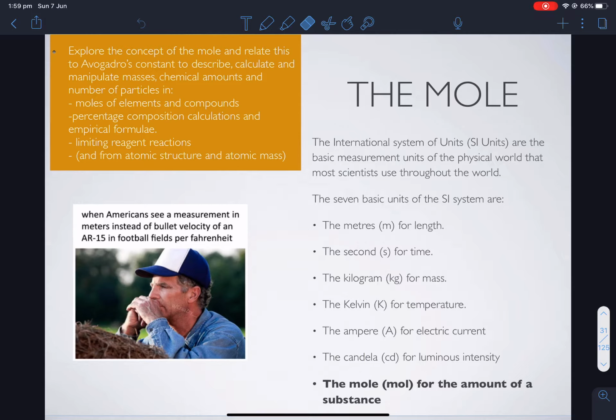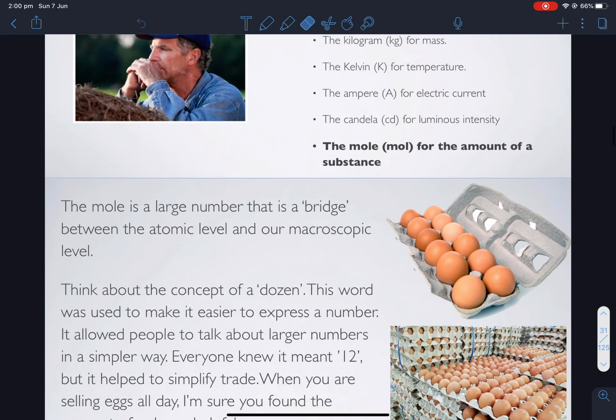The 7 basic SI units that you've learnt before are the meter for length, seconds for time, kilograms for mass, Kelvin for temperature, ampere for electric current, and then one of the least known ones, the candela for luminous intensity. And you've also got this new one called the mole for the amount of a substance. Okay, so it's one of the most fundamental units that scientists always use, but the public doesn't really.